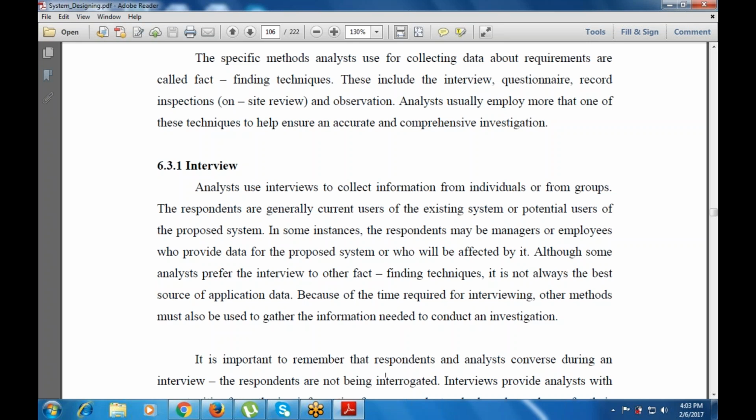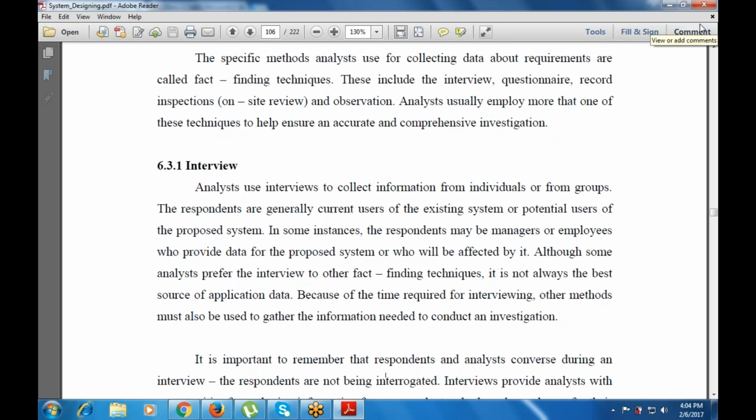Some analysts prefer the interview among the fact-finding techniques available. This is not always the source of the application data, but it is used with the analysis performed. Other methods may also be used to gather the information.